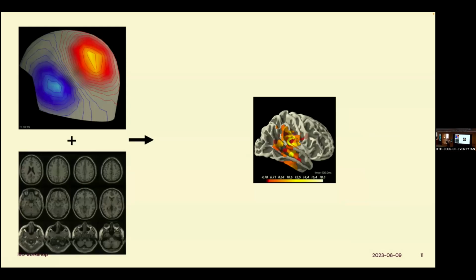In practice, in most cases, we don't want to just look at how the field looks around the head. We want to figure out how it looks in the brain. So what is the activation that caused this field? This is done by combining the signal that we get on this sensor array with structural information, typically in the form of an MR image of the person's head. Combining these two, we can determine where the sources are that cause this field pattern.